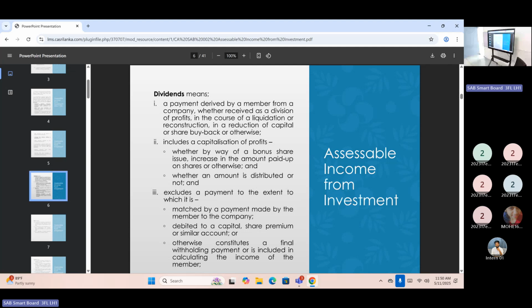Debit to capital or share premium or similar account. Otherwise, it constitutes the final return payment, including the capital and income of the member. So the capital reserve is like a dividend. Not only the reserve, we can get other reserves and pay. Transferring and capitalizing them is not part of dividend also, right? Yeah, that's the meaning of dividend.